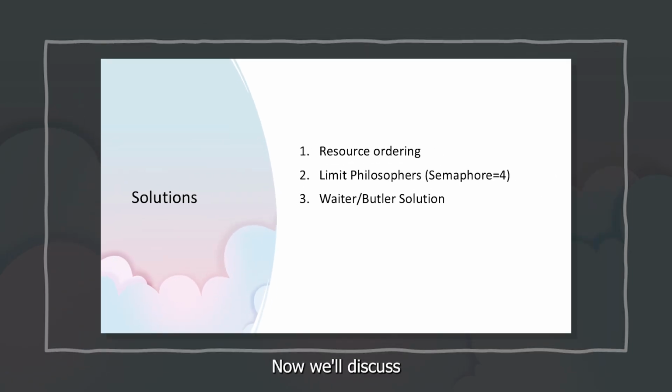Now, we'll discuss the solutions. To avoid these issues, several solutions are proposed. One solution is resource ordering, where philosophers always pick up forks in a fixed order, breaking the circular wait. Another solution is limiting the number of philosophers who are allowed to eat at a time. For example, using a semaphore value of 4.